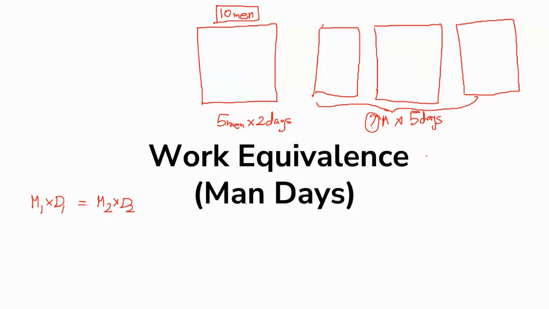Yeah, hope you guys are getting it. So for building one building, 5 men can do the work in 2 days. Then the work is done. In the other case, I need to build three similar buildings, and I want to complete the work in 5 days. So how many men are required to do the job?